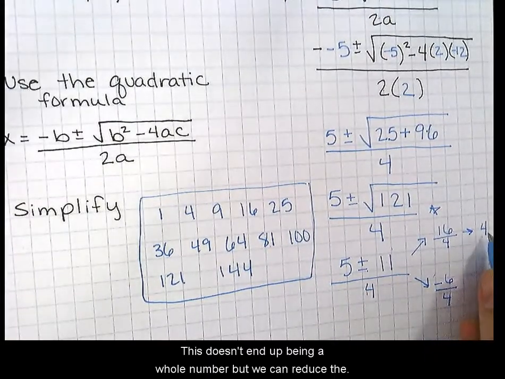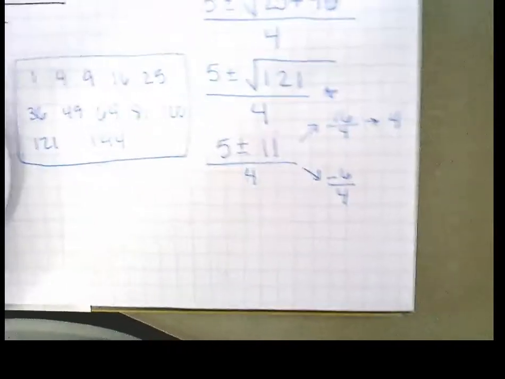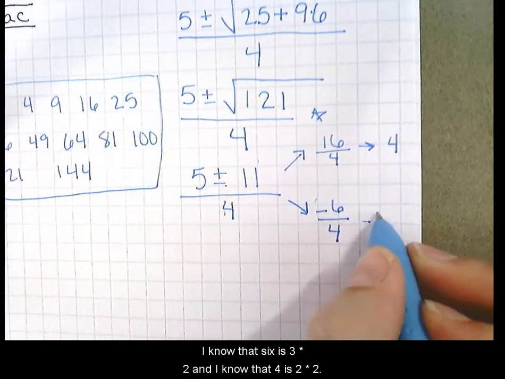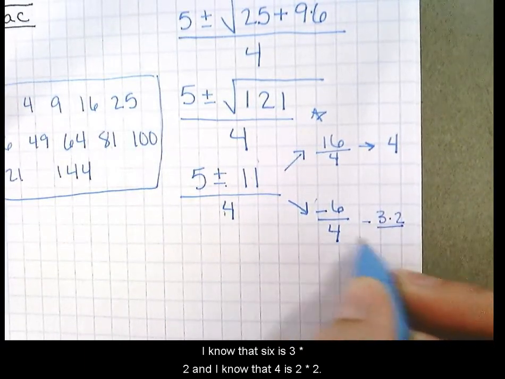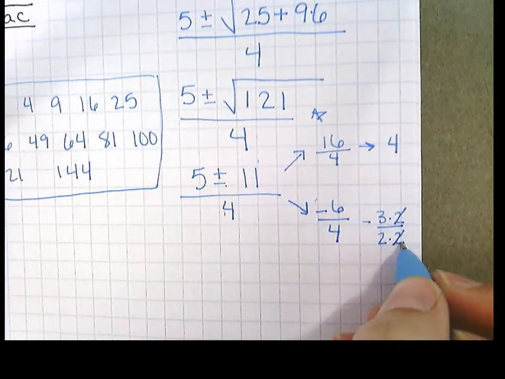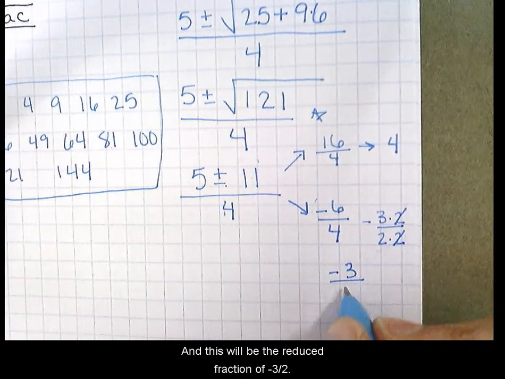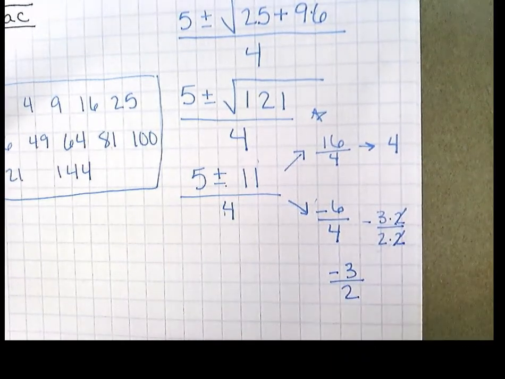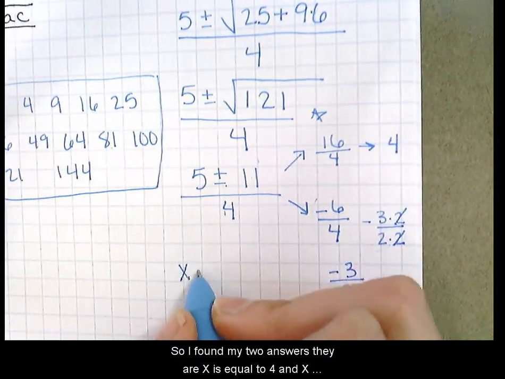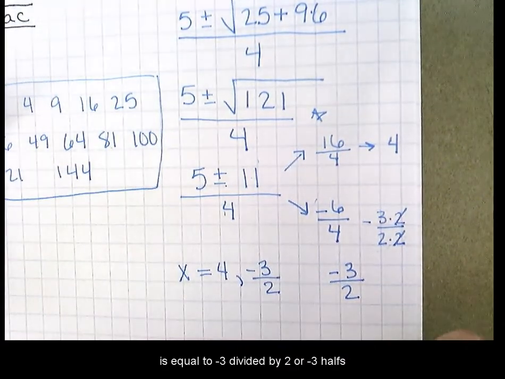Now this doesn't end up being a whole number, but we can reduce this. I know that 6 is 3 times 2, and I know that 4 is 2 times 2. You can reduce the common terms up here, and this will be the reduced fraction. So negative 3 over 2 is the other answer. So I found my two answers. They are x is equal to 4 and x is equal to negative 3 divided by 2, or negative 3 halves.